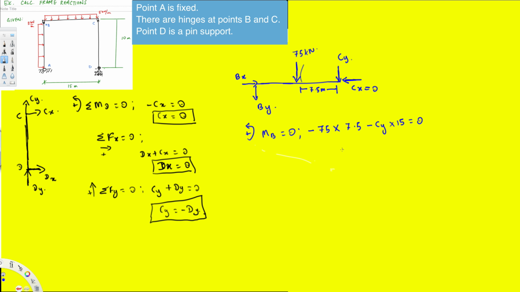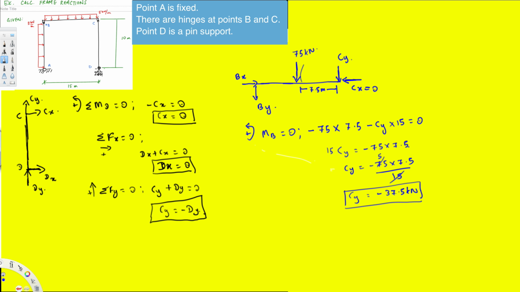Then I can bring the Cy to the other side, therefore 15 Cy is going to be equal to minus 75 times 7.5. Therefore Cy is equal to minus 75 times 7.5 divided by 15. So 15 times 5 is 75. Therefore this is going to be minus 37.5 kilonewton. Thus this is my Cy.